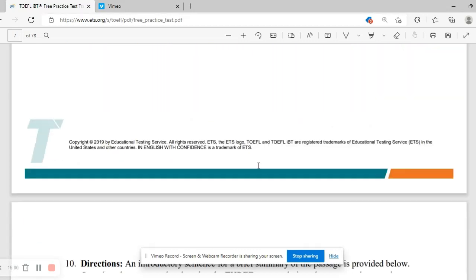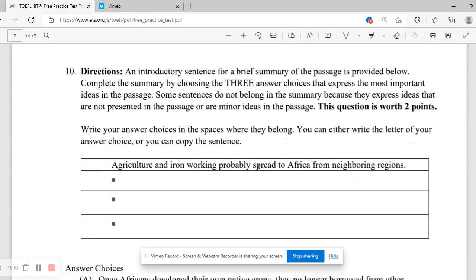Okay, let's go back to number 10. An introductory sentence for a brief summary. So here we have a summary, which means it's going to be something about a summary. Let's read the full question. Directions: an introductory sentence for a brief summary of the passage is provided below. Complete the summary by choosing the three answer choices that express the most important ideas in the passage. Some sentences do not belong in the summary because they express ideas that are not presented in the passage or are minor ideas in the passage.